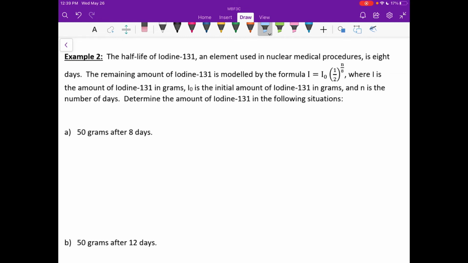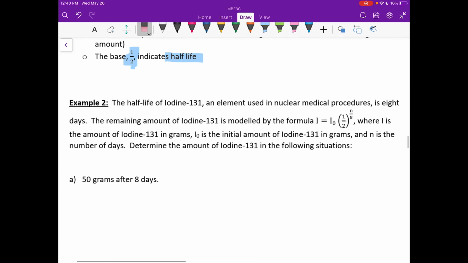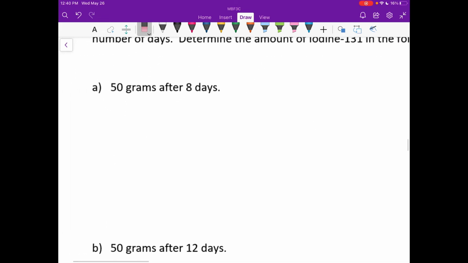The remaining amount of iodine is modeled by the formula I equals I naught times 1 half to the power of N over 8. Same formula format. This is just AF, this is just AO, and this is just T over H, right? You just need to be able to see that formula in every new formula I give you. Where I is the amount of iodine, the final amount, I naught is the initial amount, and N is the number of days. Determine the following about the amount of iodine 131 in the following situations. So, how much am I going to have if I started off with 50 grams of iodine after 8 days?